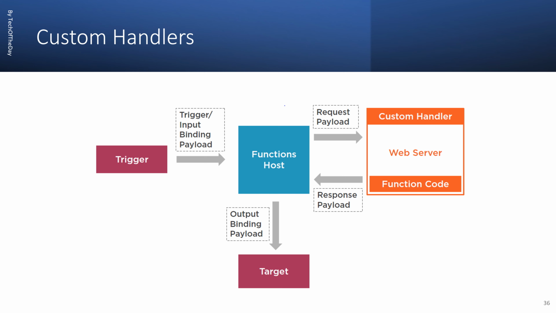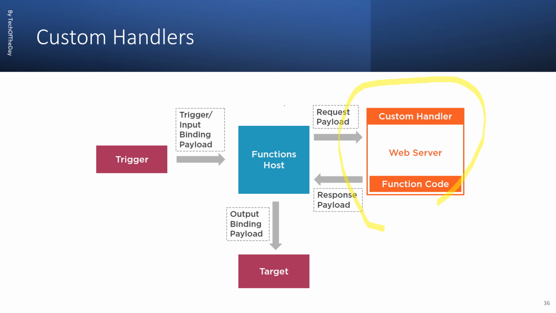Just like with regular Azure Functions, a trigger such as an HTTP request or a message appearing on a queue is what causes the function to execute. And it's the Azure Functions host that receives this trigger along with any associated payload data. However, to execute your custom handler, it makes an HTTP request to a web server that's running your custom handler code.